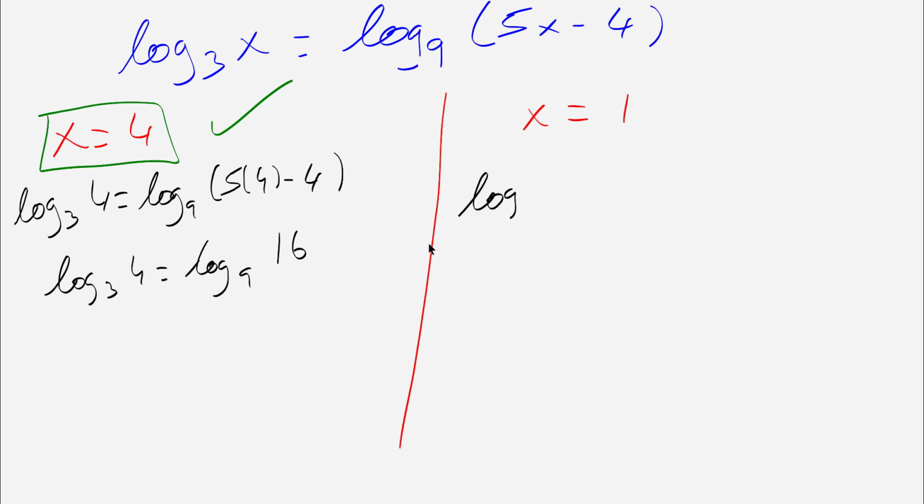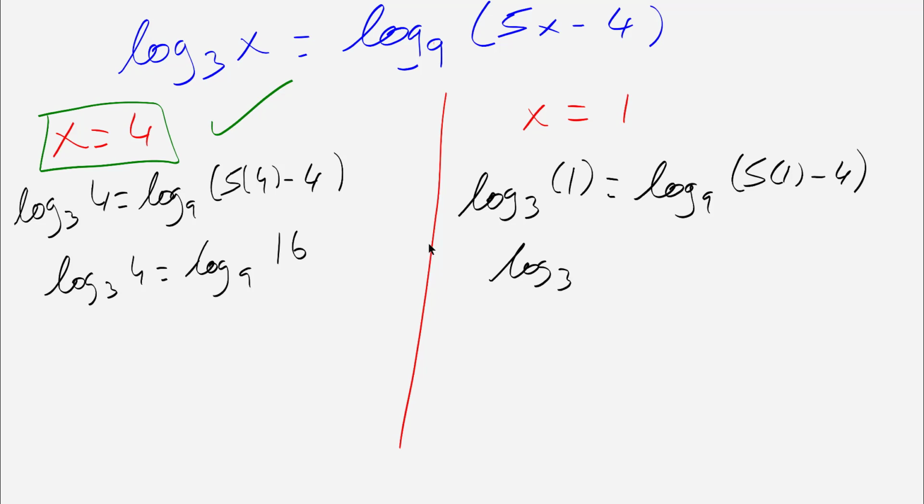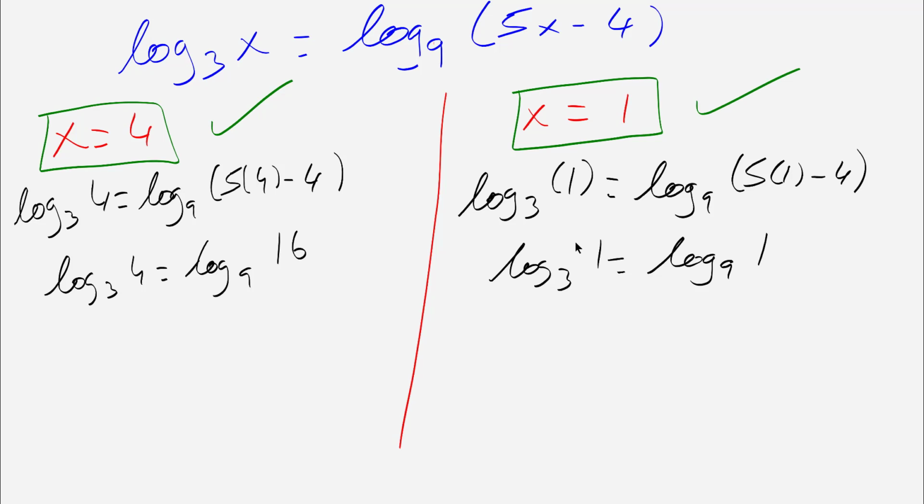So log to the base 3 of 1 equals log to the base 9 of 5 times 1 minus 4. So log to the base 3 of 1 equals log to the base 9 of, 5 times 1 is 5, take 4 is 1. So we're just checking we're not getting the log of a negative here. So that means x equals 1 is also a viable solution.